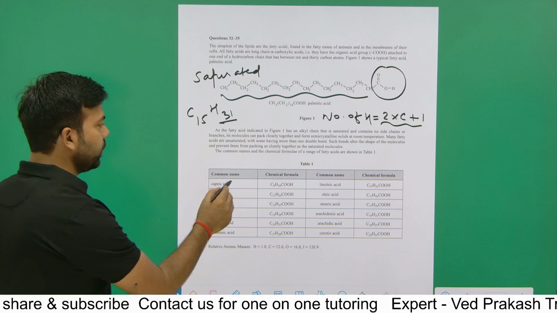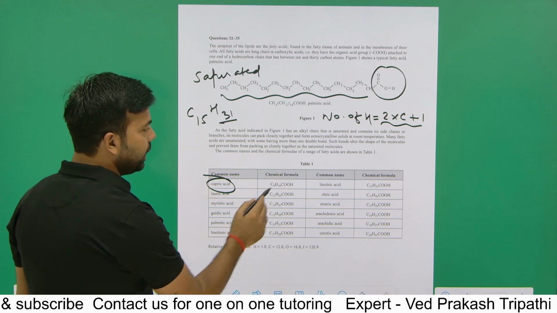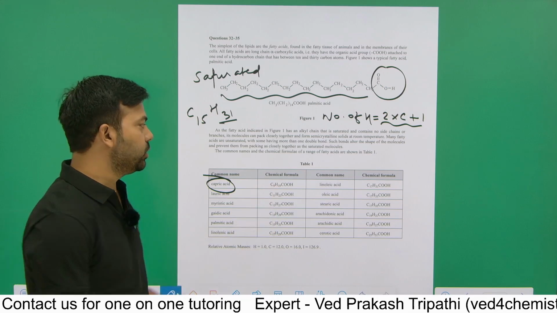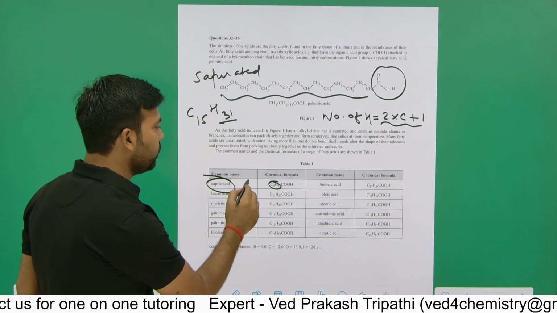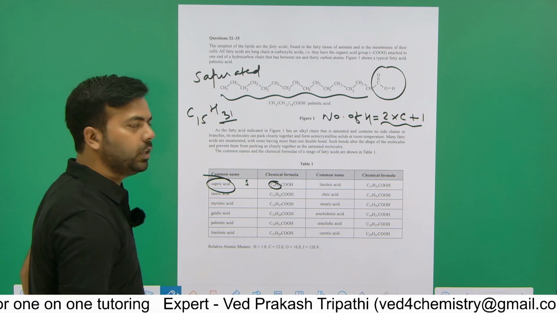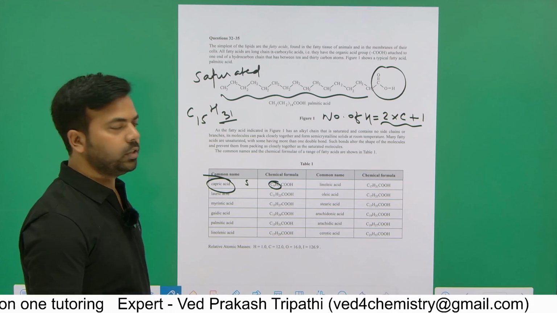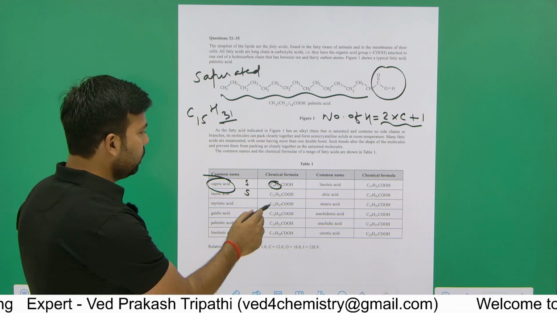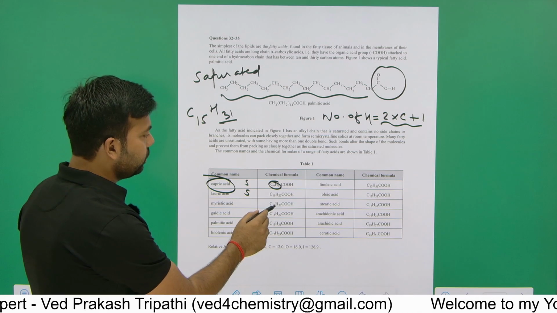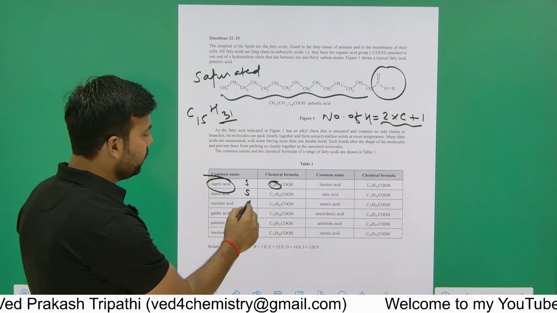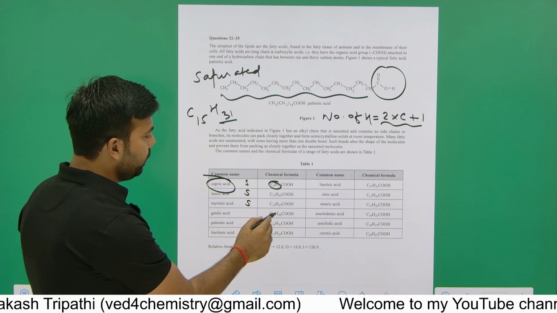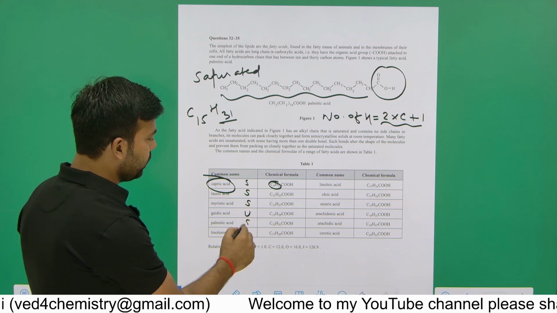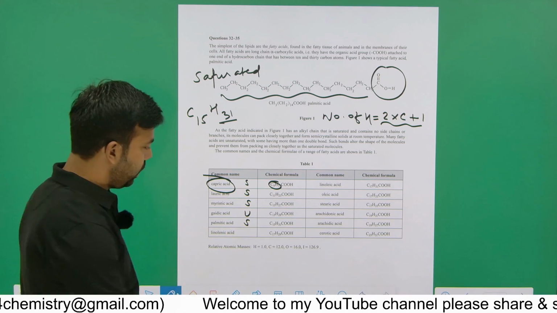So look at the capric acid, C9H19. You can see 9 into 2 is 18, 18 plus 1 is 19. So C9H19 means saturated. C11H23, again 2 into 11 plus 1 is 23. This is saturated. Myristic, C13H27, again saturated. C15H29, this is unsaturated. C15H31, this is saturated. C17H29, unsaturated.